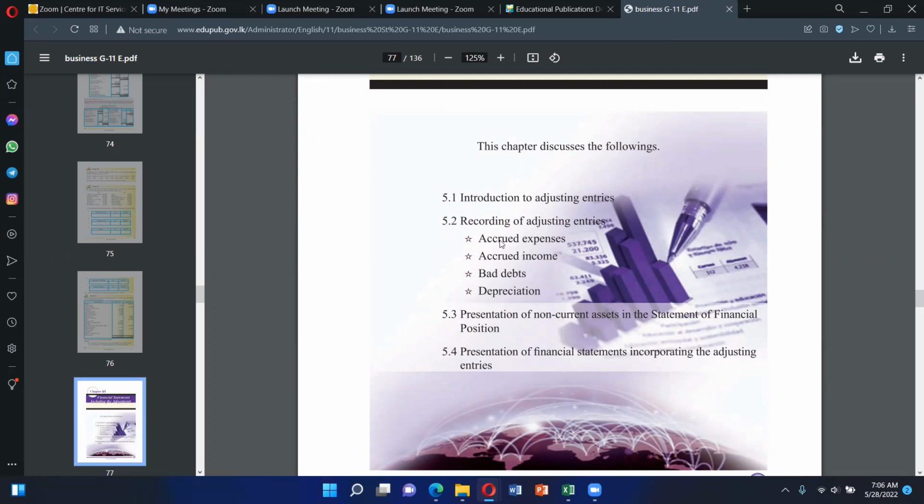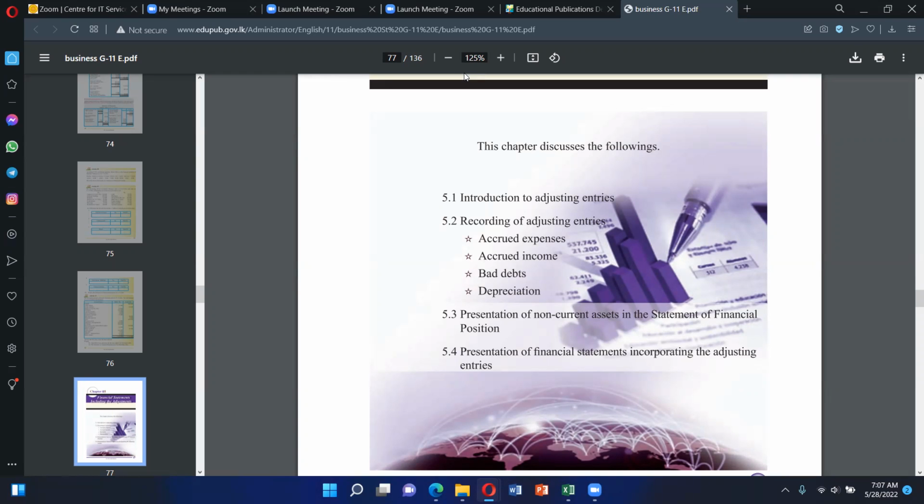So in this session, we are planning to discuss introduction to adjustment. Basically, there are 4 types of adjustments that you need to highlight: accrued expenses, accrued income, bad debts, depreciation. And how you present your adjustments, basically non-current assets adjustments in statement of financial position, and how you incorporate all these adjustments and how to prepare profit or loss and statement of financial position. So under this, we will discuss everything.